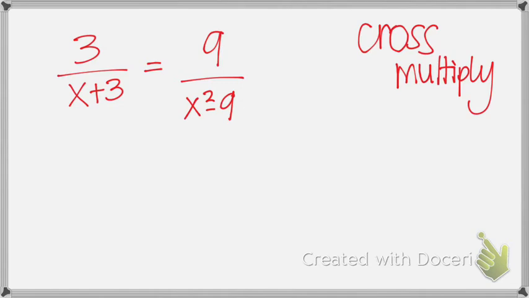All right, but before you cross multiply, is there anything that I can factor? Yes. What can I factor? x squared minus 9. x squared minus 9, right? So let's do this.